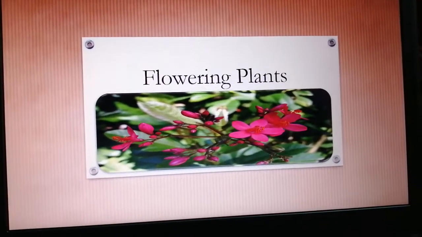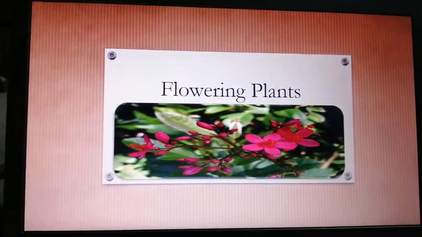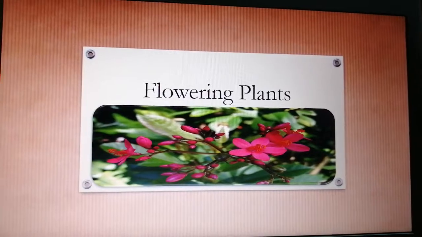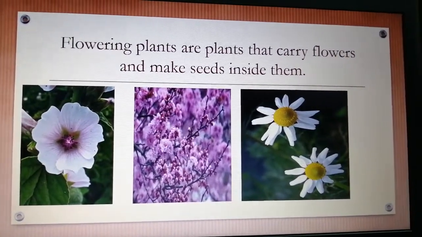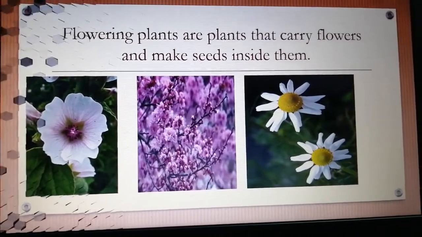Hello everybody, I will continue with chapter 3 that talks about the flowering plants. Do you remember what flowering plants are? Flowering plants are plants that carry flowers and make seeds inside them.